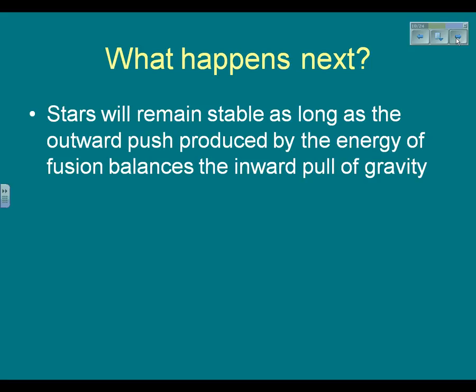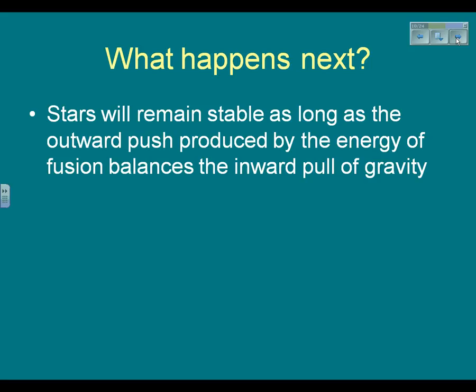Just for the star. Stars will remain stable as long as the outward push from the energy of fusion is balanced with gravity. Gravity is just gravity. It's going to be there no matter what, as long as the mass is still there. But eventually, what's going to start happening to the fusion that the star is doing? It's going to start slowing down, right? Fusion depends on us turning hydrogen into helium.